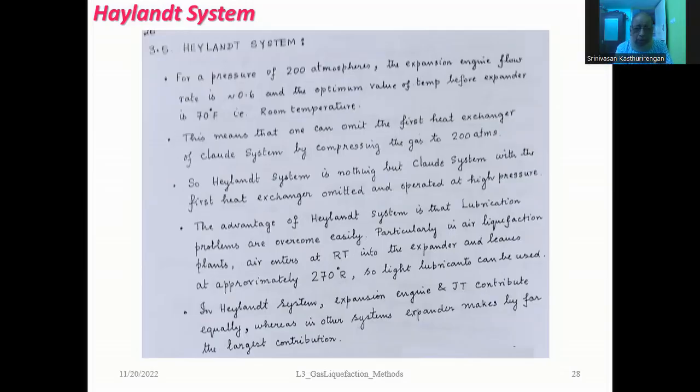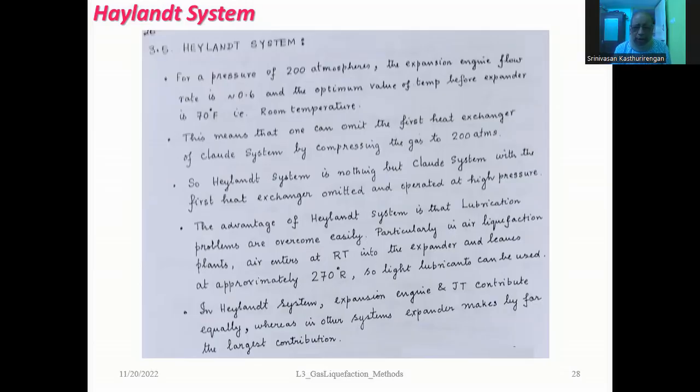So the Haaland system is nothing but the Claude system with the first heat exchanger omitted, and the compressor is operated at a high pressure. So if you operate around 200 atmosphere, then you can now omit one of the heat exchangers, and thereby we'll be able to have a high pressure system. That's what you will be able to do by omitting the first heat exchanger.